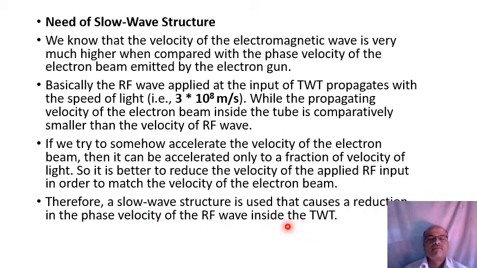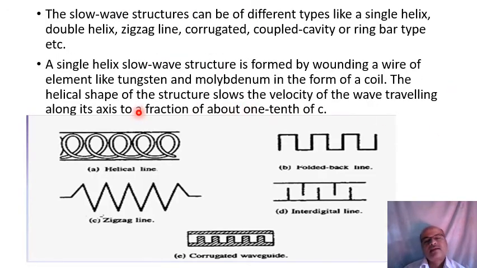So in an oral exam, if asked why slow wave structures are preferred or used in a traveling wave tube, then you can explain: to reduce the speed of the RF wave, slow wave structures are used, and there are n number of structures. The slow wave structure can be of different types like single helix, double helix, zigzag line, corrugated, coupled cavity, or ring bar type, etc. So this is a helical line, zigzag, then folded back line, then interdigital line, corrugated waveguide. So these are the n number of slow wave structures.